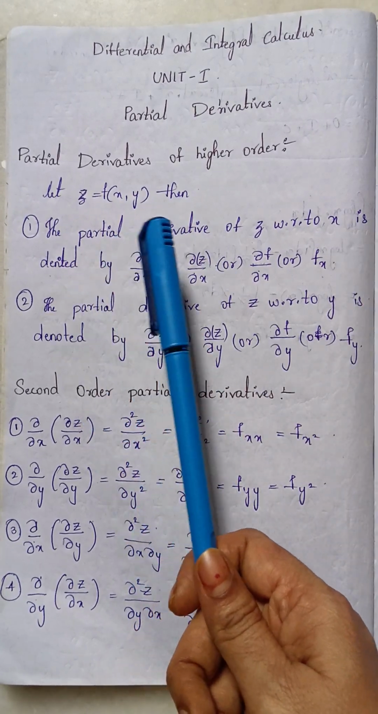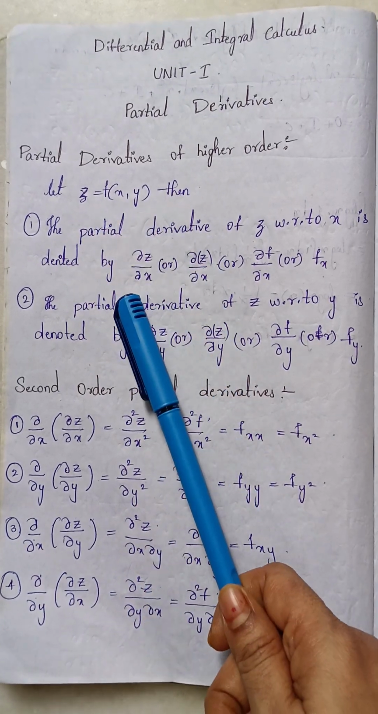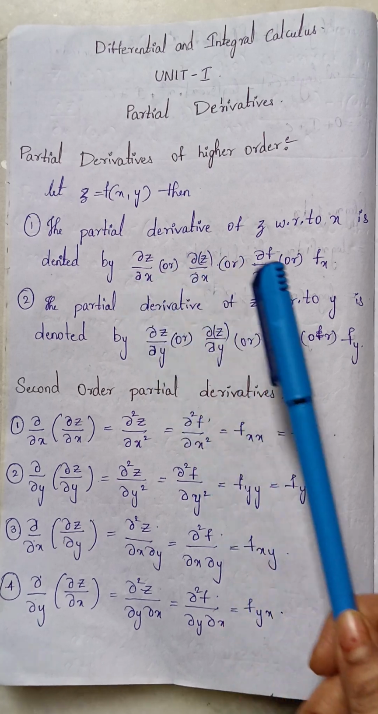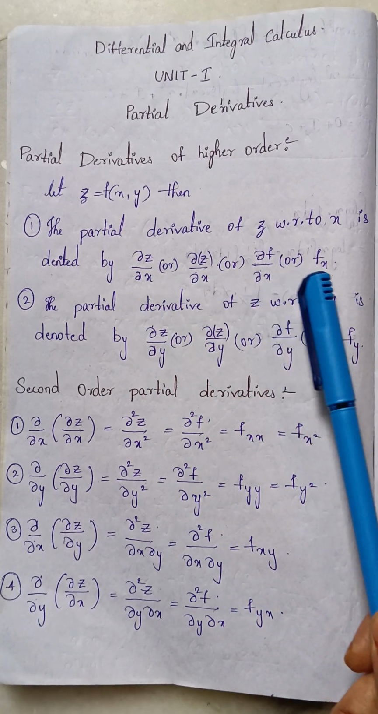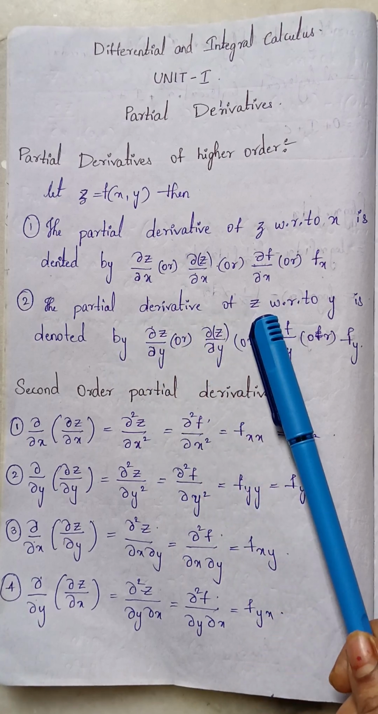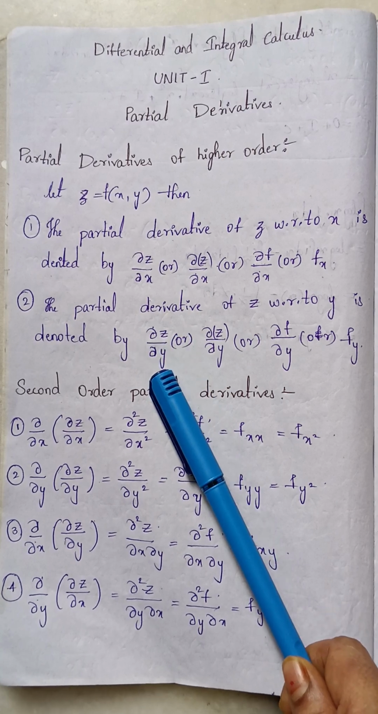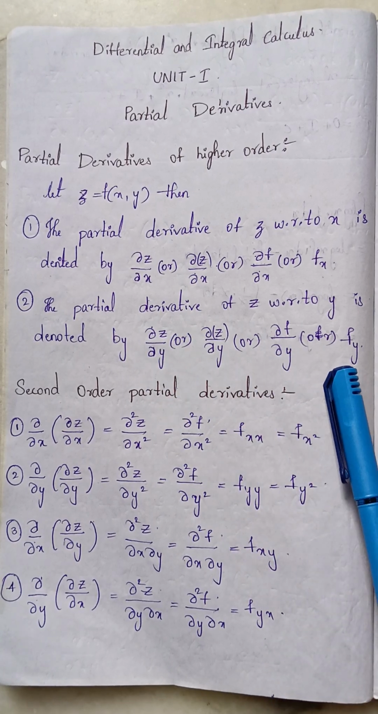Then we take the partial differentiation of z with respect to x, and it is denoted by dou z by dou x, or we can write dou f by dou x, or fx. In the same way, the partial differentiation of z with respect to y is denoted by dou z by dou y, or we can also write fy.